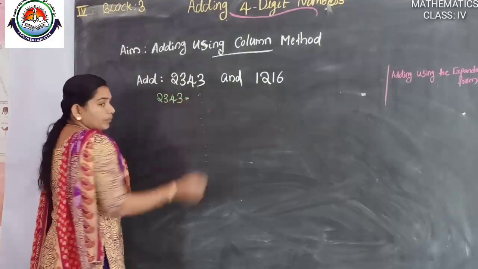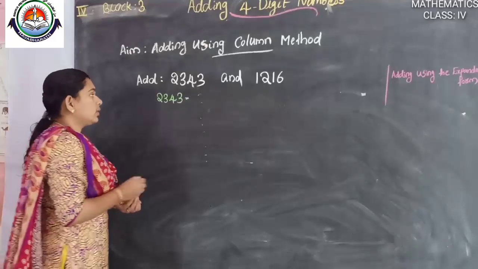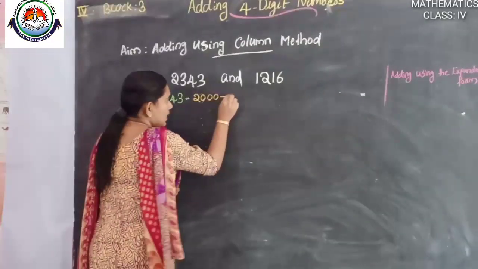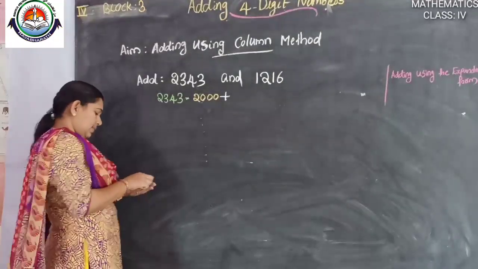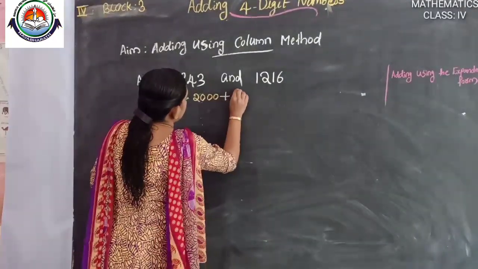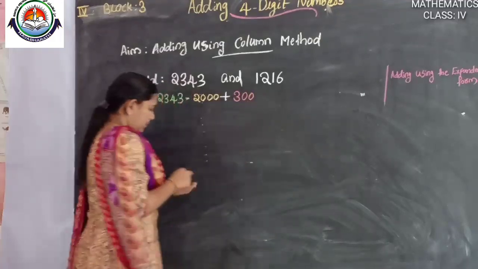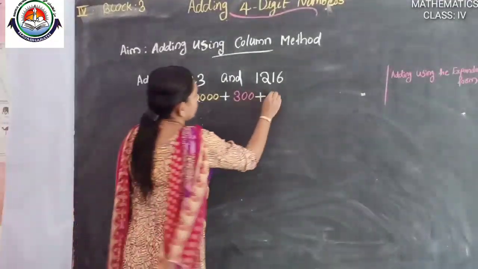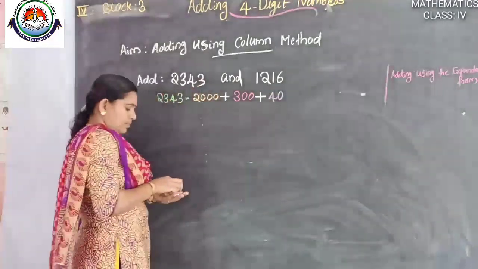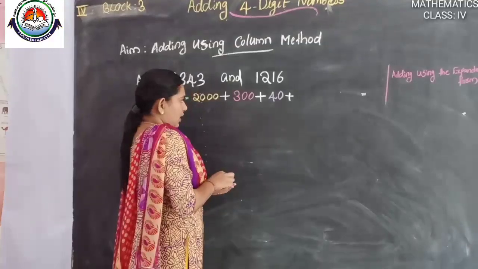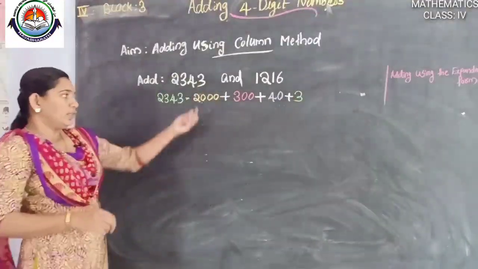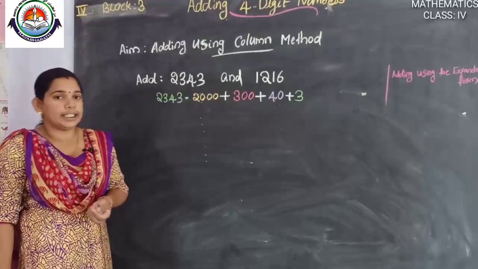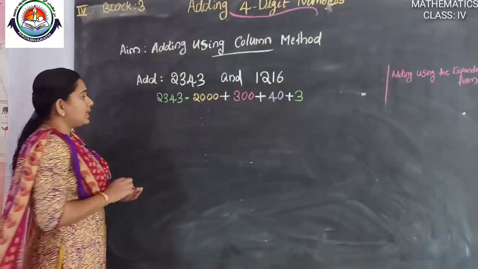2343. How do we expand? 2000 plus 300 plus 40 plus 3. That is 2343.